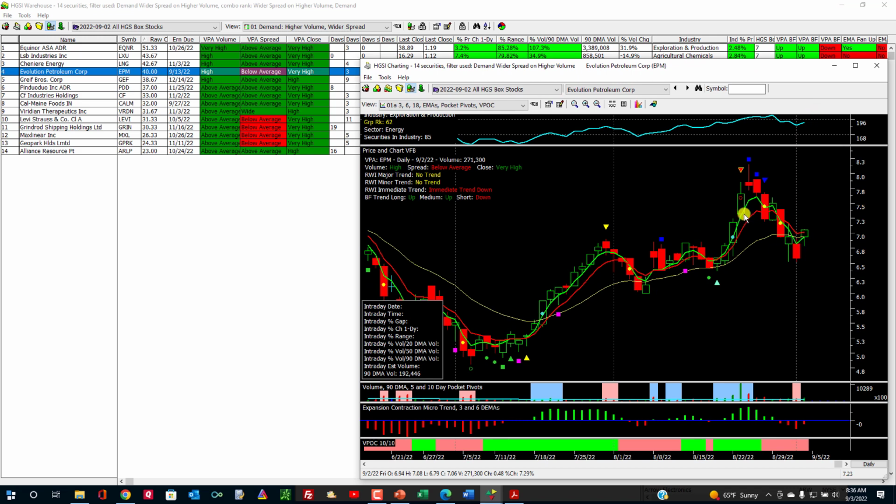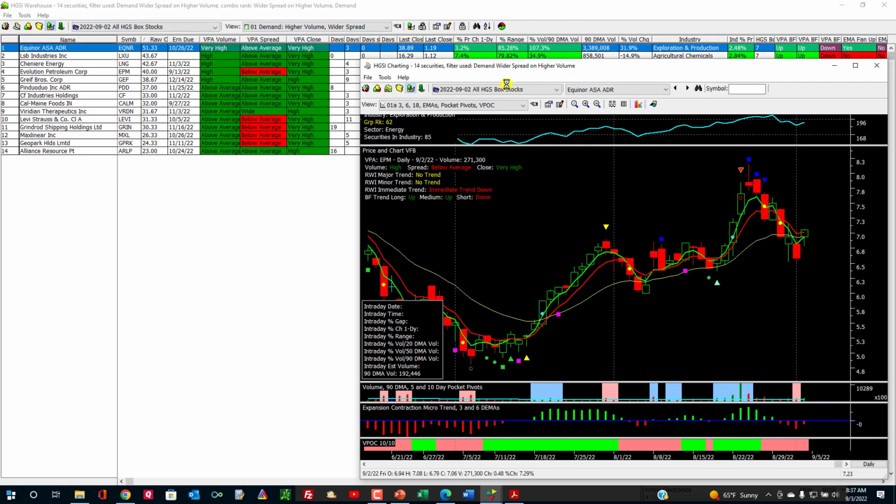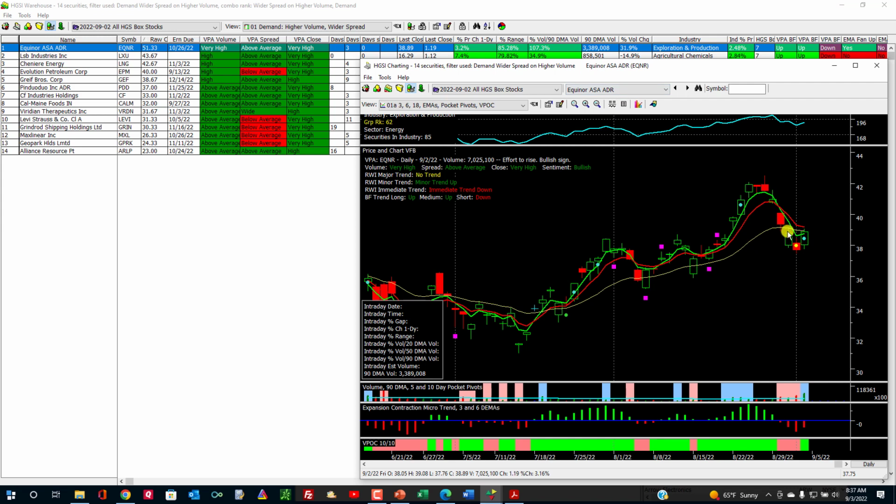So the spread, and these are all mathematical formulas. If you go into the help file, type in VPA, you can locate the part of the VPA information which shows what distance or what width a spread has to be high, above average, wide, and so on, or below average. It's all in the help file. So let's take a look at a few of these. I'll just flip through them.